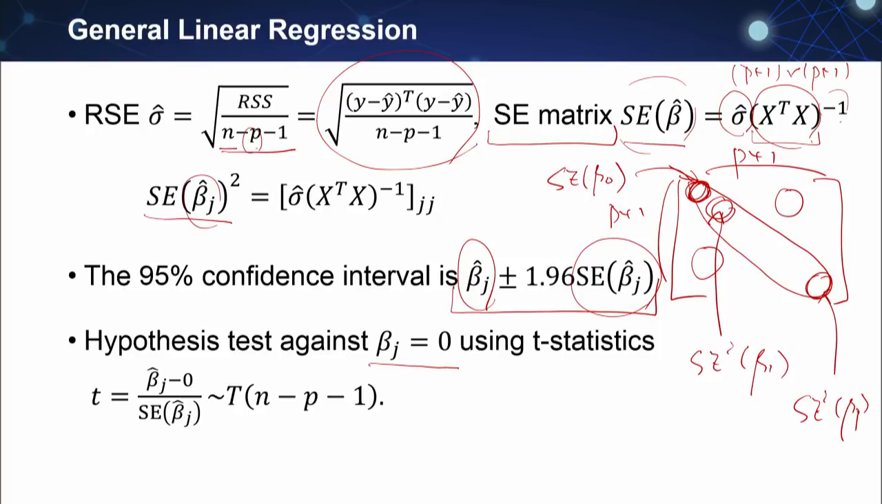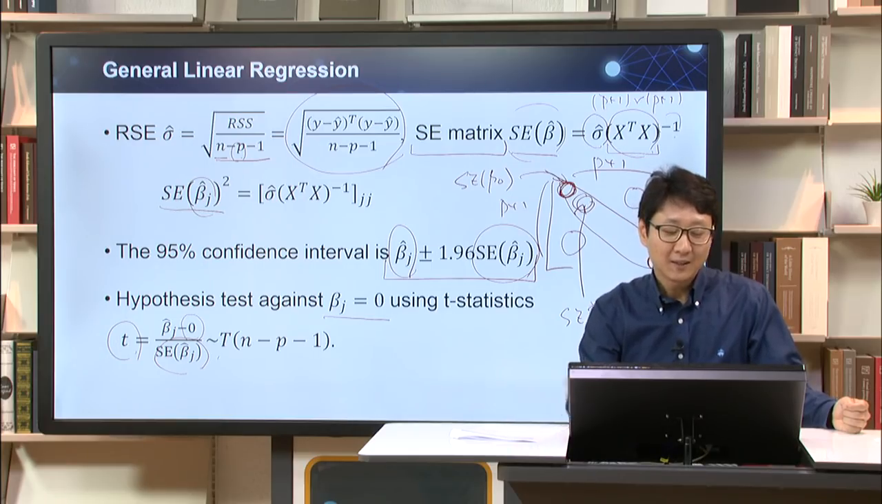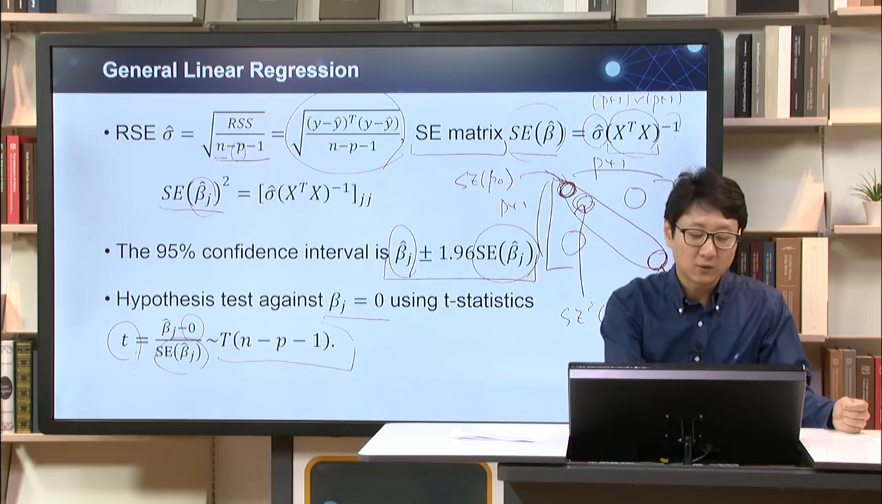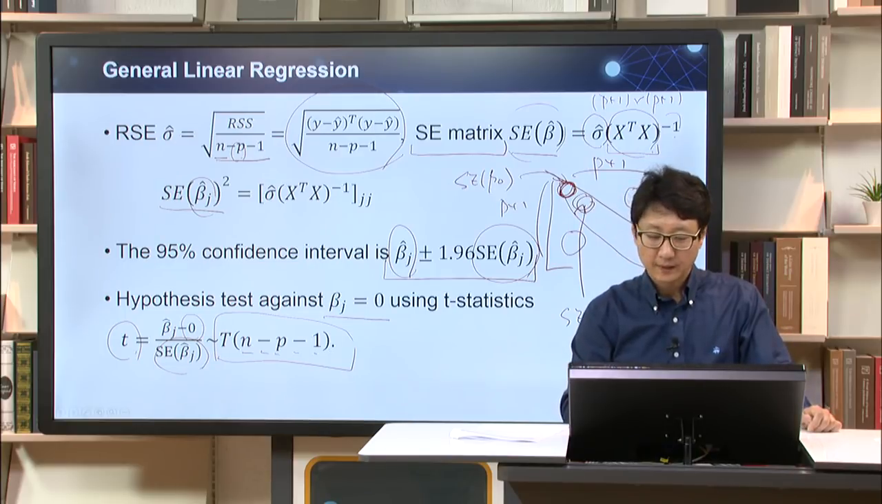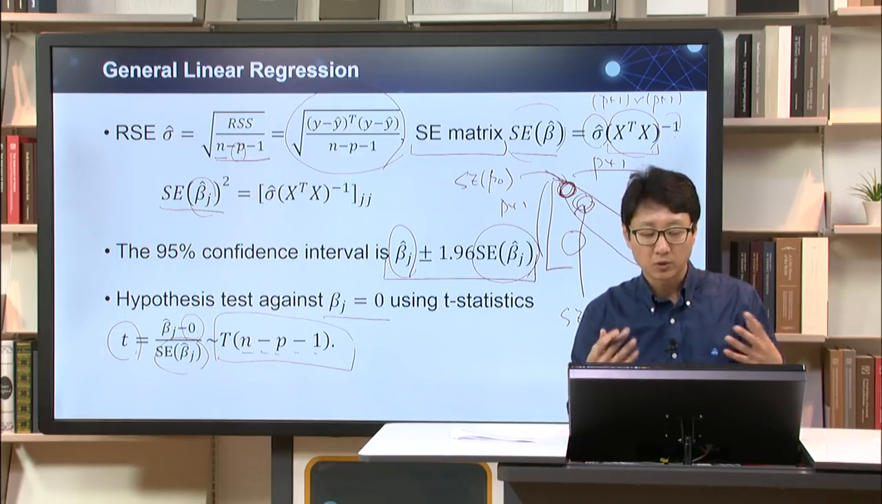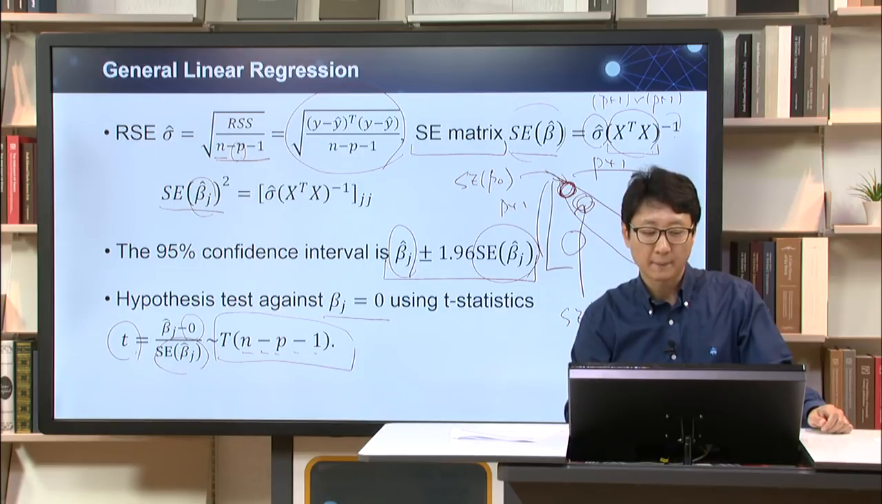In this case, the t statistic is calculated by beta j minus 0, because we are testing against 0, over the standard error. Statisticians have already calculated that this should follow a t distribution with degrees of freedom n minus p minus 1. Then using this, we can apply this hypothesis test.